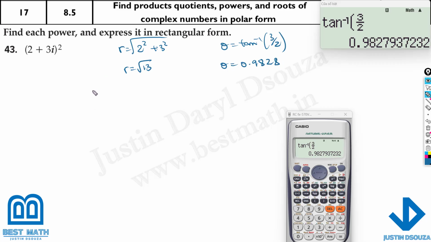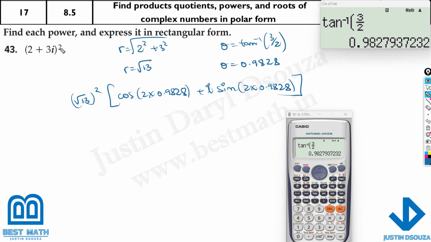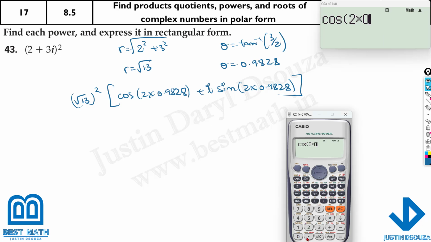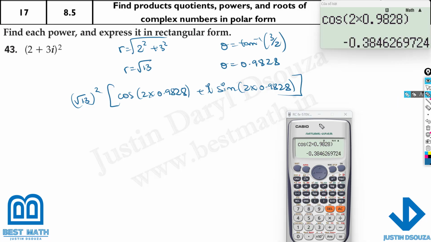And now the answer over here will be square root 13 the whole power 2 times cosine 2 times 0.9828 plus i sine 2 times 0.9828. Why is it 2? Because we are just raising it to the power 2. So this is going to be 13, that's it. But cosine 2 times 0.9828. Close the bracket. And that's minus 0.3846.